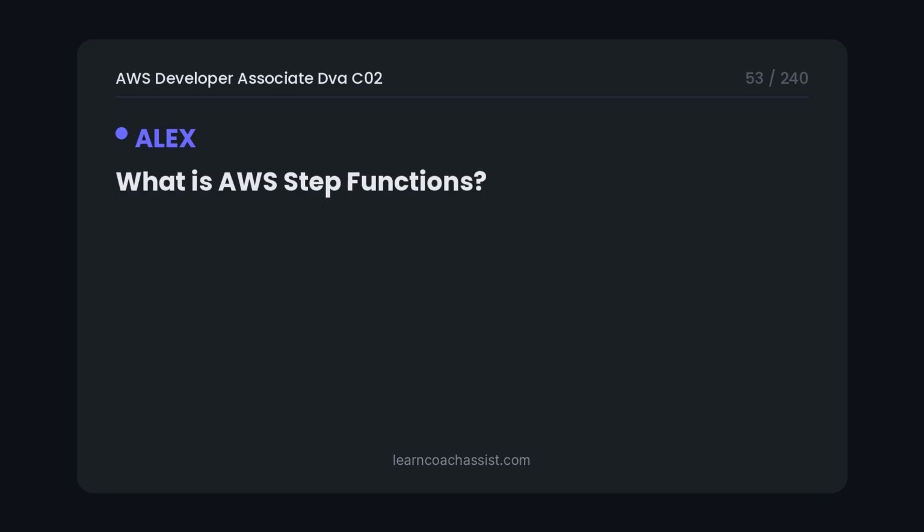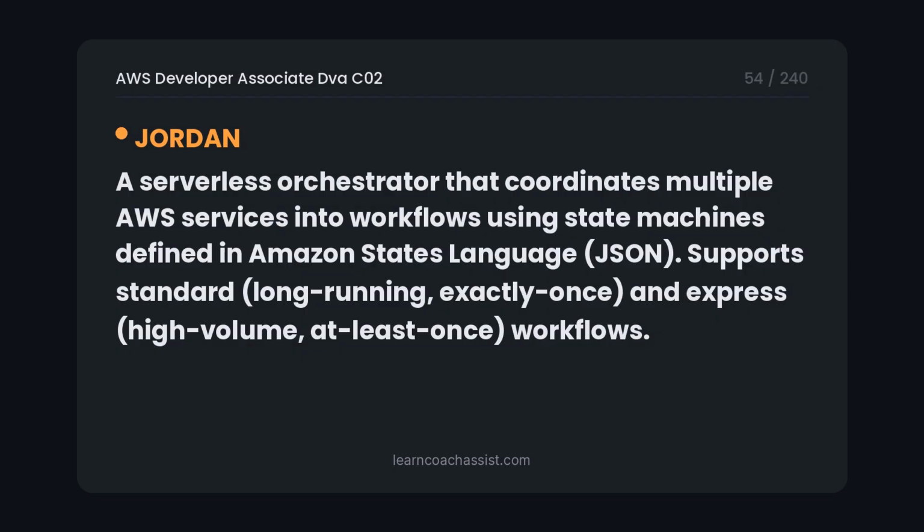What is AWS Step Functions? A serverless orchestrator that coordinates multiple AWS services into workflows using state machines defined in Amazon States Language, JSON. Supports Standard (long-running, exactly-once) and Express (high-volume, at-least-once) workflows.